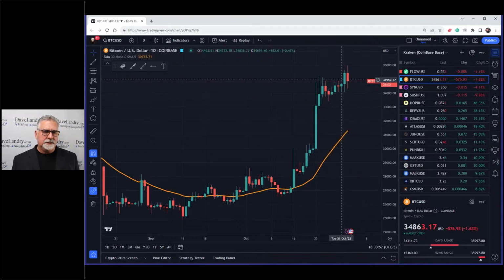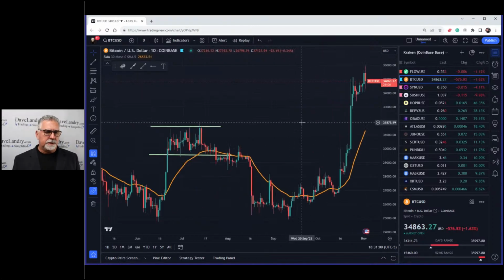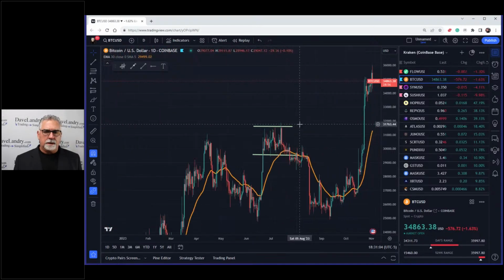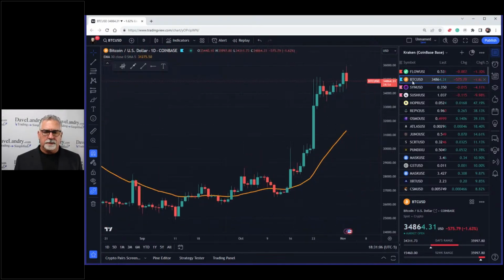But I think that so far it looks pretty darn good. And we've got a lot of clear air here for a while, no overhead supply for a while. So that's certainly a good thing. All right, any questions on crypto, any individual pairs you want me to look at? And I'll go ahead and get ready to shift gears to go to stocks.